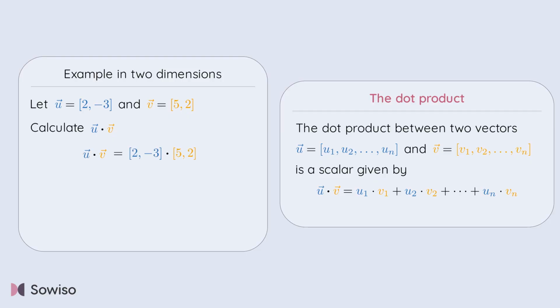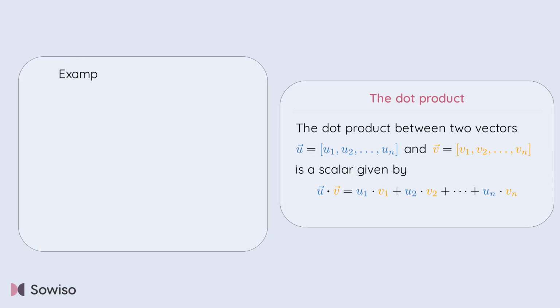First, we write the vectors in their components, and then we use the definition of the dot product to write it as 2 times 5 plus -3 times 2. Working out the multiplications, we obtain 10 minus 6. And therefore, the dot product of u and v is equal to 4.